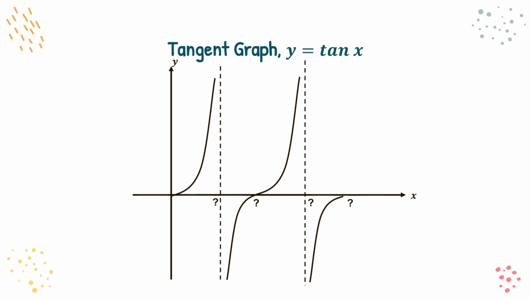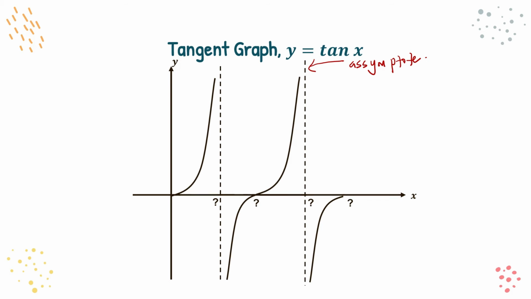For the graph y is equal to tan x, the important thing to remember here is that it has asymptotes. An asymptote is a line which the graph will never touch. Takkan berjumpa sampai bila-bila pun takkan berjumpa.